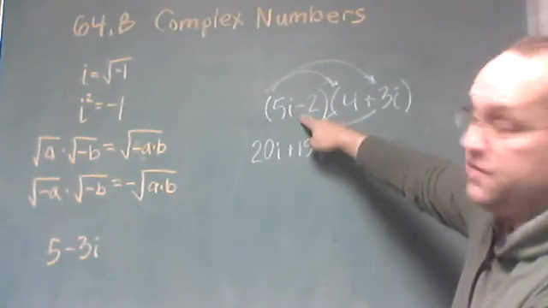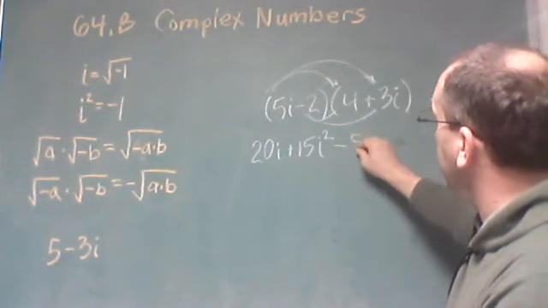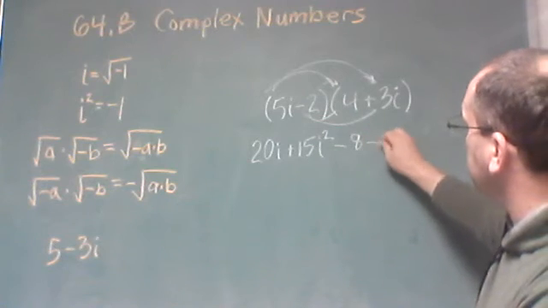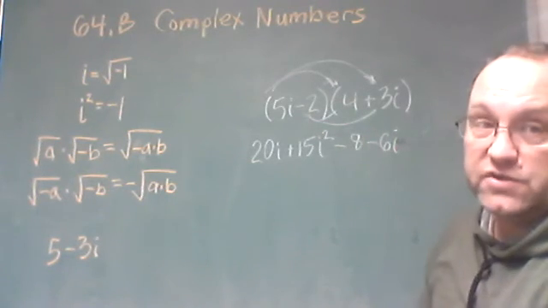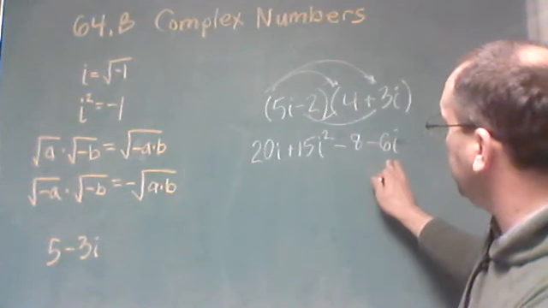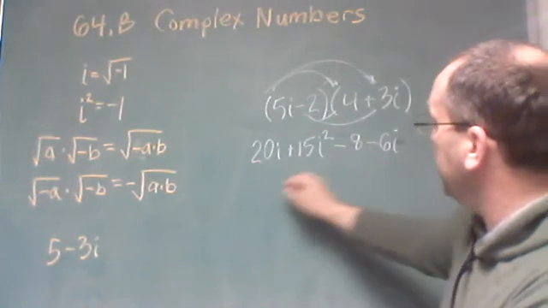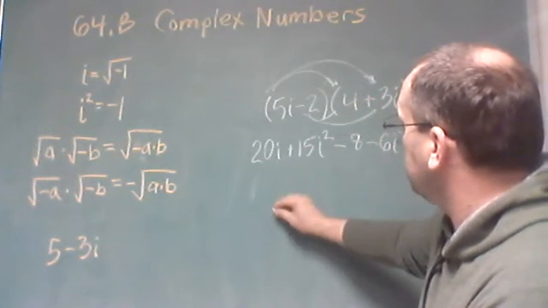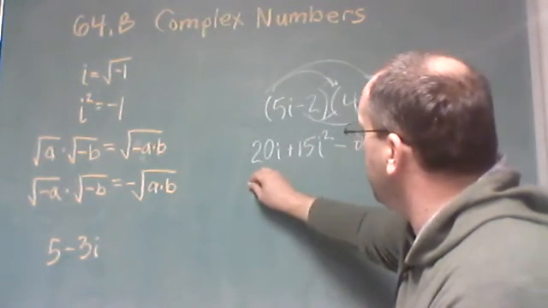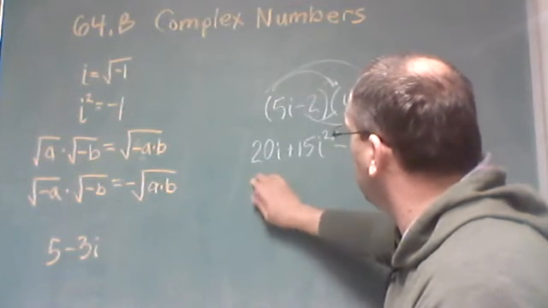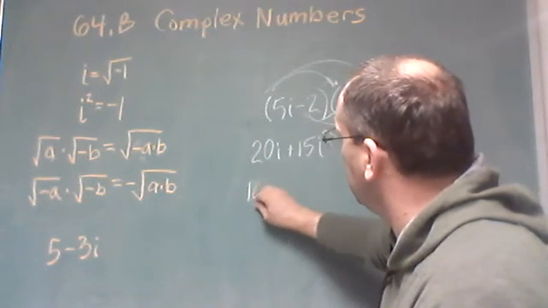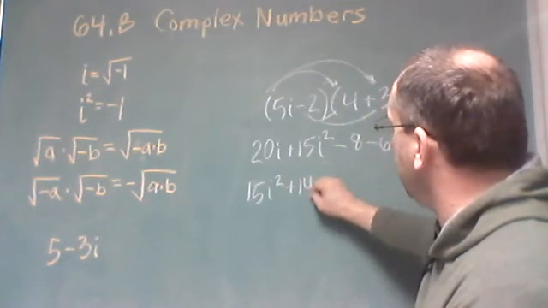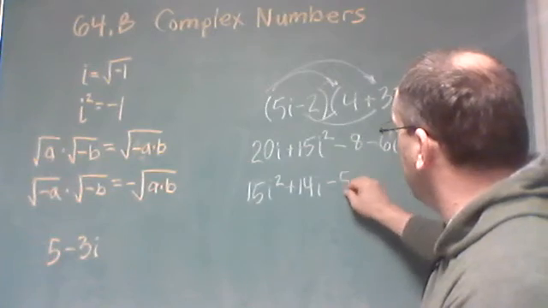Okay, let's do the distributive here. A minus 2 times a 4 is a minus 8. A minus 2 times a 3i is a minus 6i. And then we just combine the terms together. Okay, so we get a 14i, let's do it in descending order. We have a 15i squared. We have a 14i. We have a minus 8.